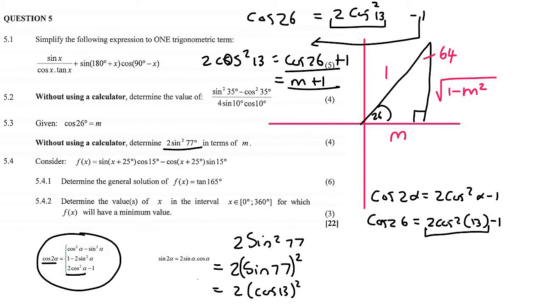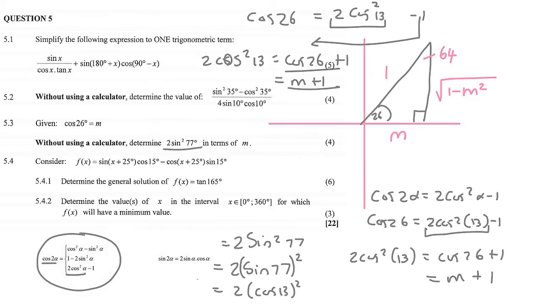I have this part. Can you see that? It's over there. And so we can say 2 cos squared of 13 is equal to cos 26 plus 1, which is m plus 1. Guys, that is tricky. If you didn't get that, it's okay. I sat here for quite a while trying to figure that one out.